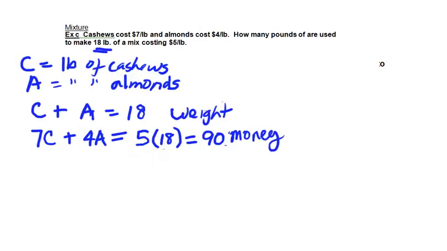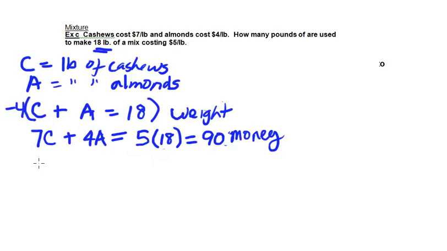So now we have our two equations, and this one I'm going to write as a money equation. And this time I'm going to use elimination because of these coefficients, 7 on the C and 4A. If we are able to get opposite signs, same amount, we can make one of the variables drop out. And I have a positive 4A here, so I'm hoping to get a negative 4A by multiplying this top equation by negative 4. So let's do that.